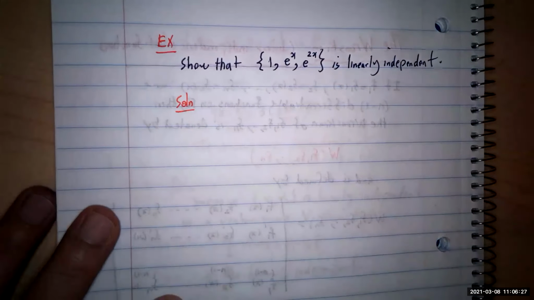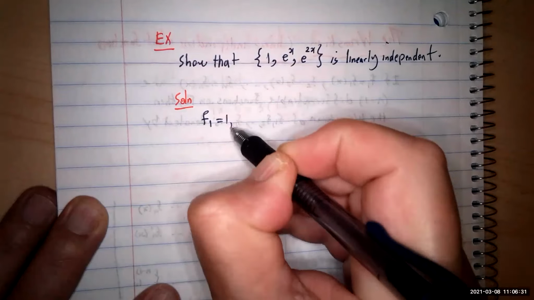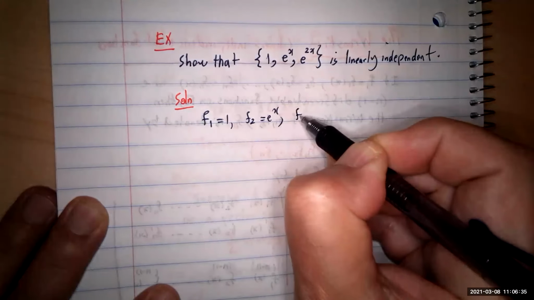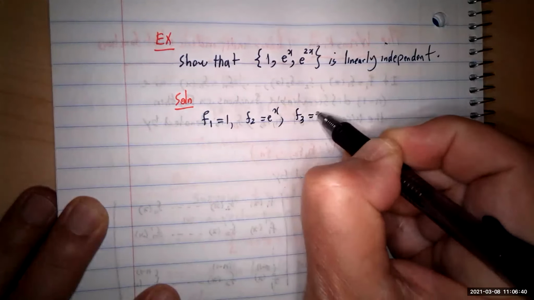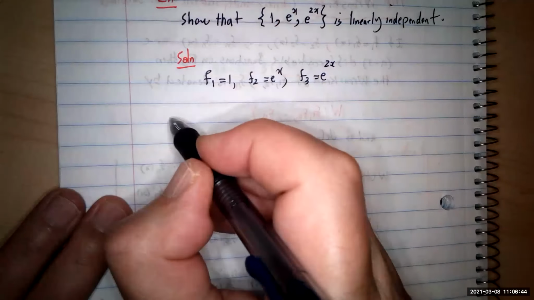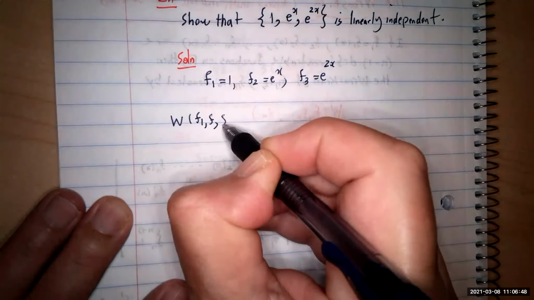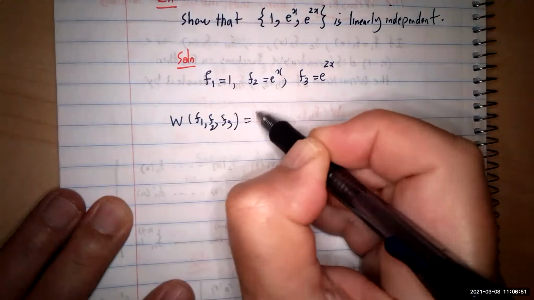Okay, the solution is something you don't need, but I'll just explain it. You have three functions, F1, F2, and F3, where F3 is equal to e to the 2x. So the Wronskian for F1, F2, and F3 is going to be the determinant of this matrix.